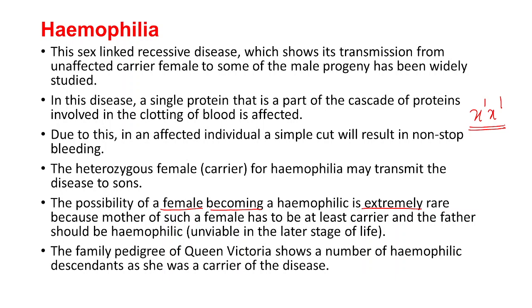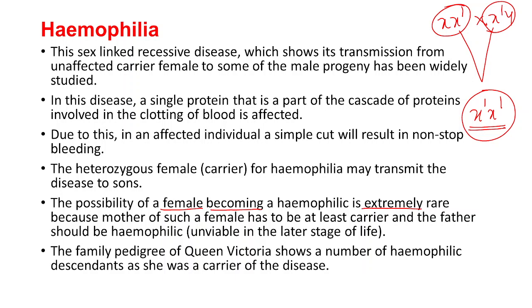And if you want to have this condition in a female, then what should happen? The marriage between a carrier female and an affected male should take place. Only then is it possible to get the homozygous condition in females. That is why this type of marriage is rare.